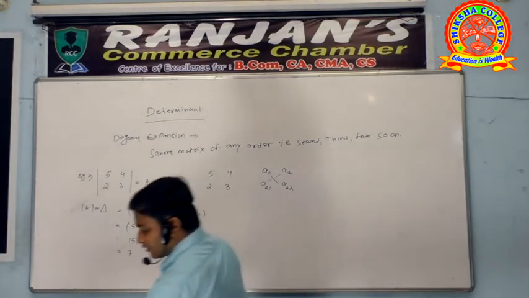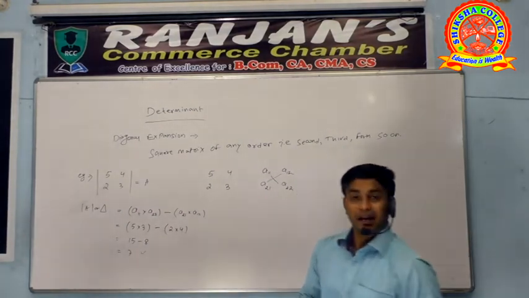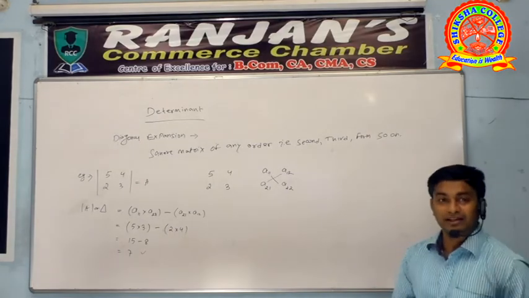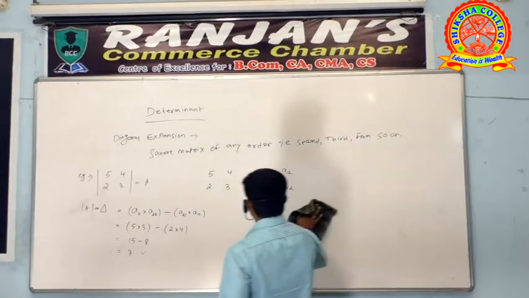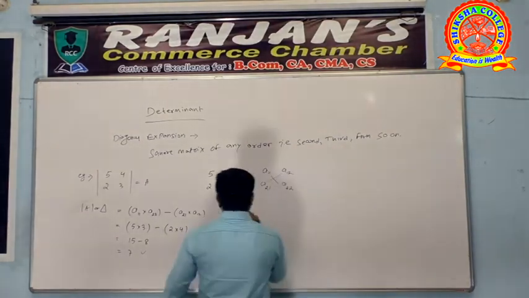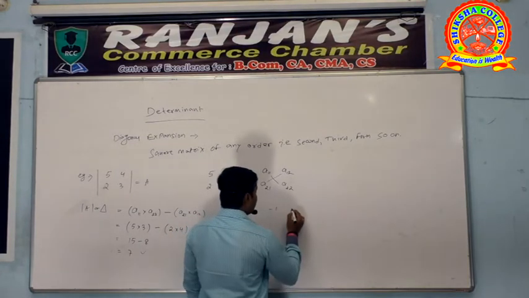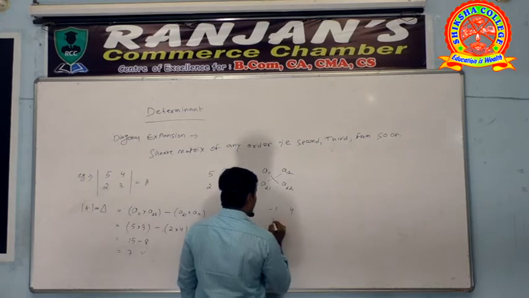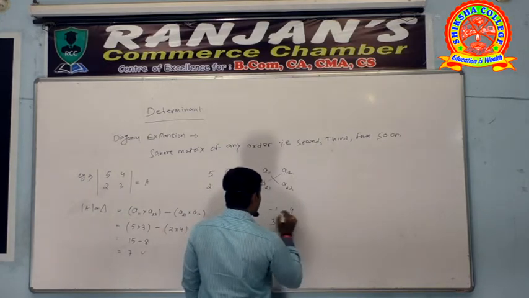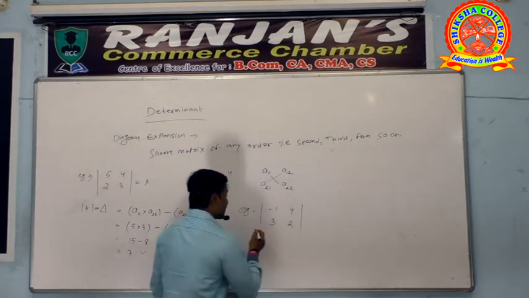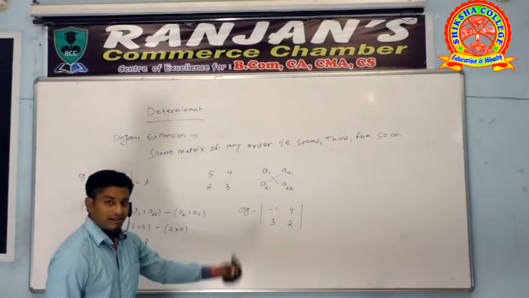I hope all are able to know how to find the determinant of second order. Okay, one more example I will take. Example: let me take minus 1, 4, 3, 2. That is also asked to find the determinant of this.